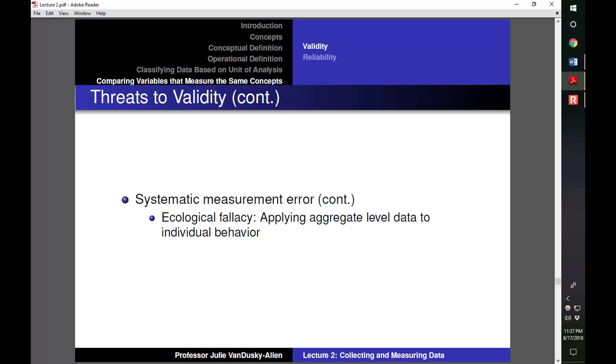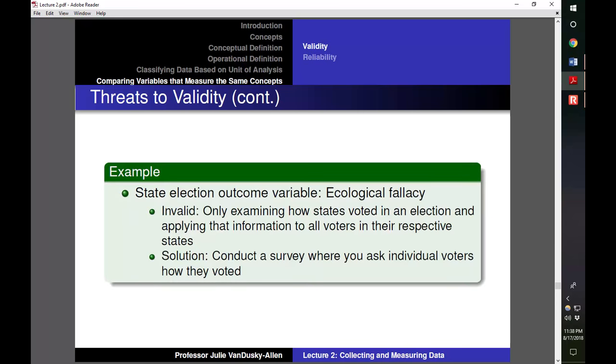Another threat to the validity is the ecological fallacy. An ecological fallacy occurs when you collect aggregate level data and apply it to individual level behavior. An egregious example of the ecological fallacy would be assuming that since a state voted for a Republican presidential candidate, all voters in that state are Republican.